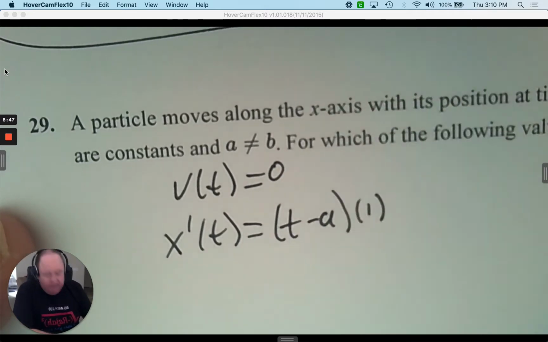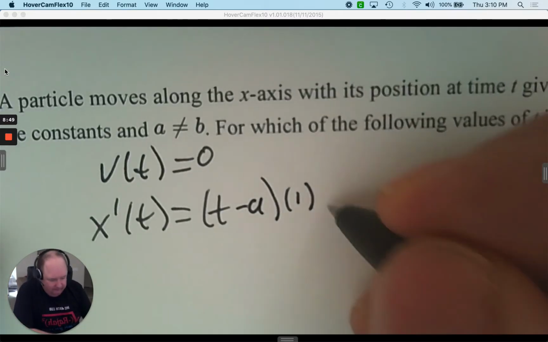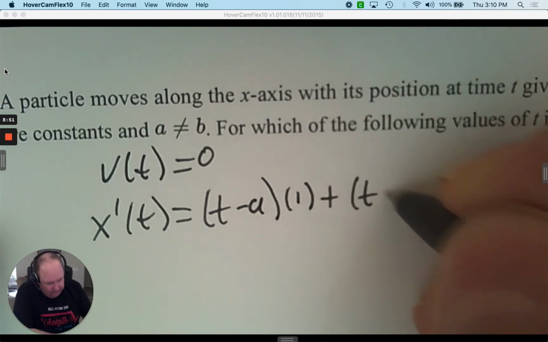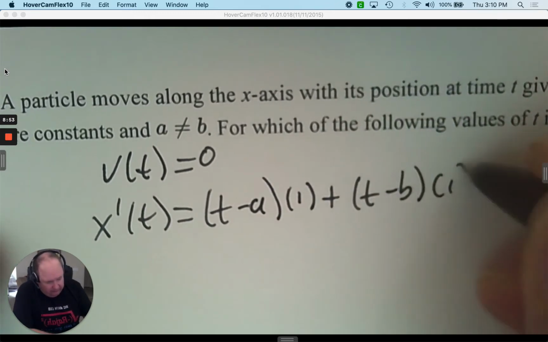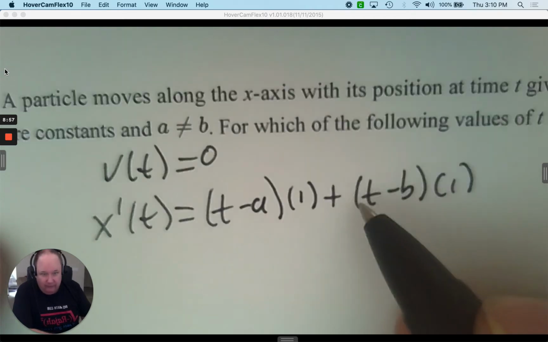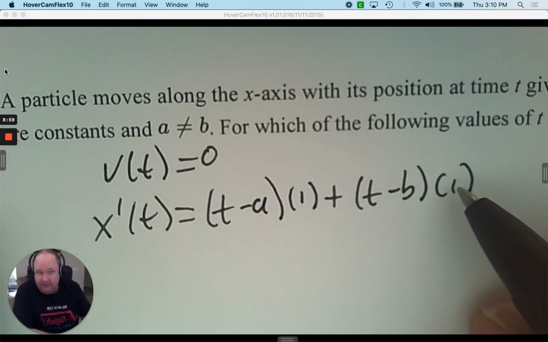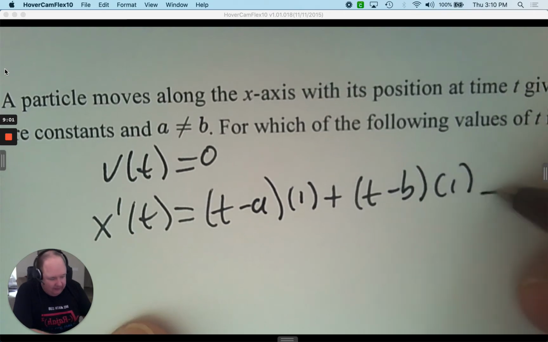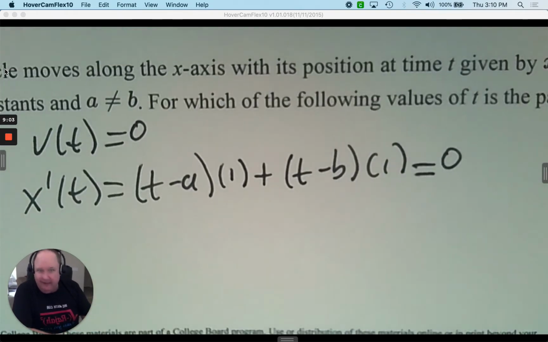Well, the derivative of the second is just positive 1. Plus the second times the derivative of the first. And again, a and b are constants, so the derivative of t is just positive 1. And then you make that equal to 0. And that's what we're going to solve.